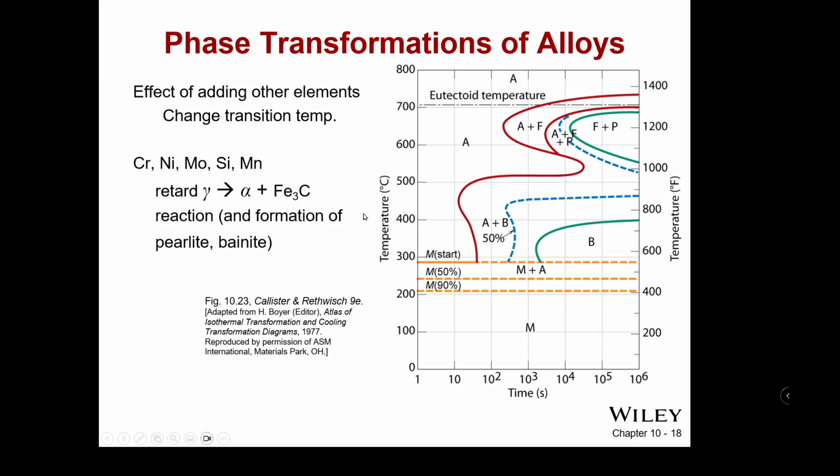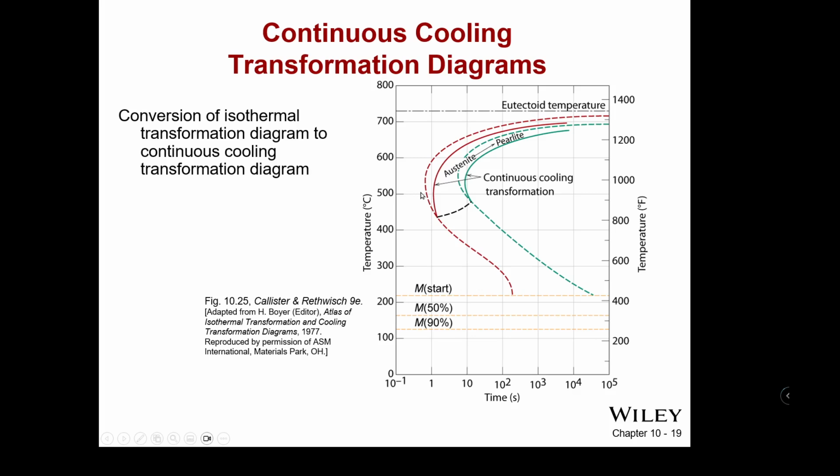These phases change how this reacts, so it changes the shape of some of these curves. There's also continuous cooling that shifts some things. There's a conversion that happens for this continuous cooling in the transformation diagram, and it shifts the curve a little bit.